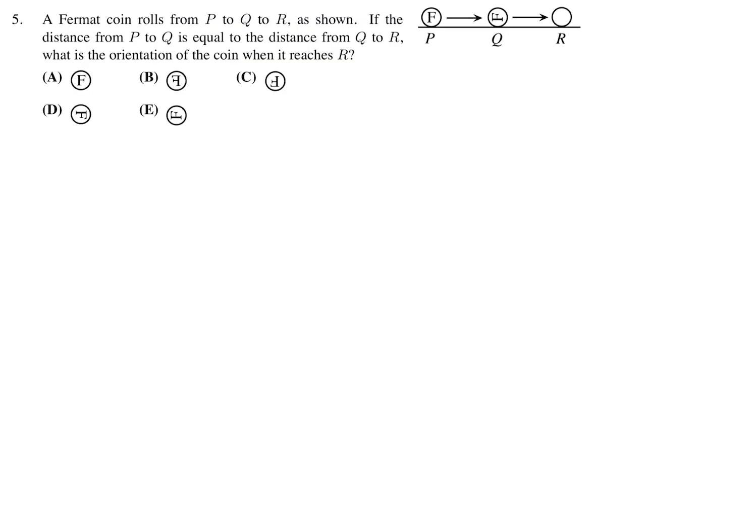A Fermat coin rolls from P to Q to R as shown. If the distance from P to Q is equal to the distance from Q to R, what is the orientation of the coin when it reaches R? All right. Well, how do I explain this? It's going obviously from here to here, right? So it looks like if this is sort of the tail right here, the tail is going up like that. So now the tail is here.